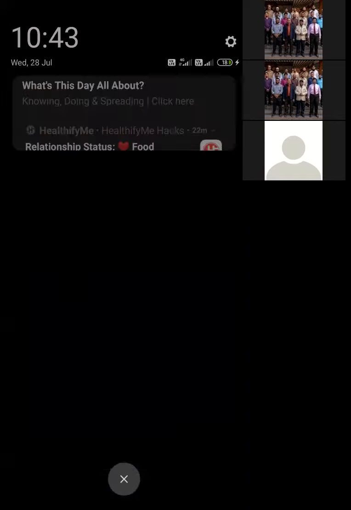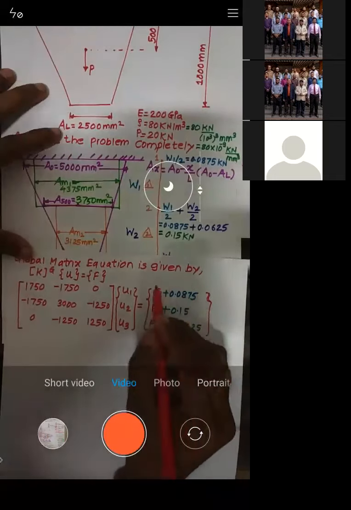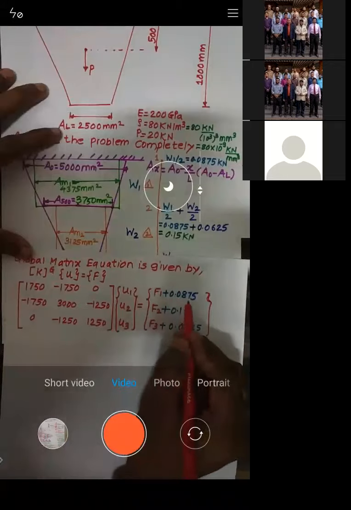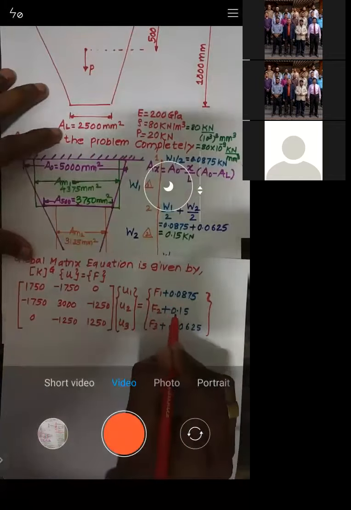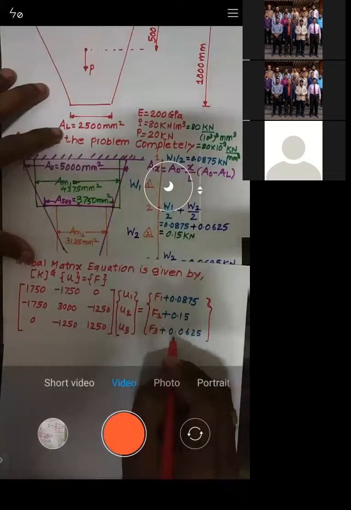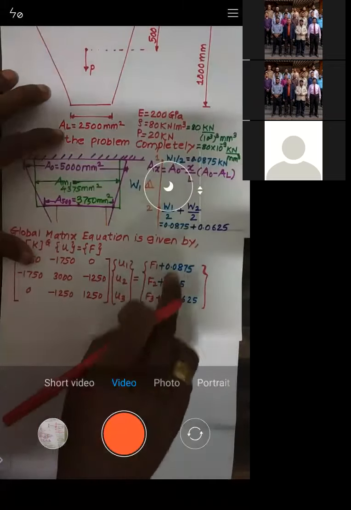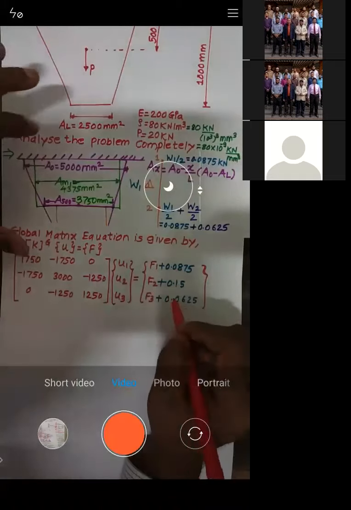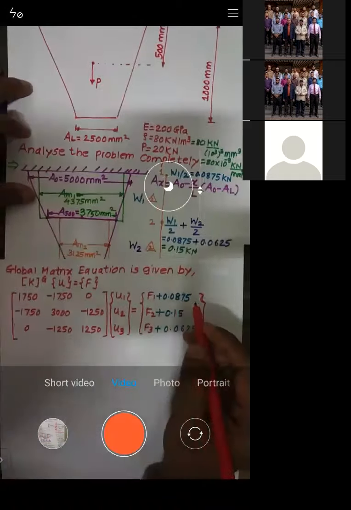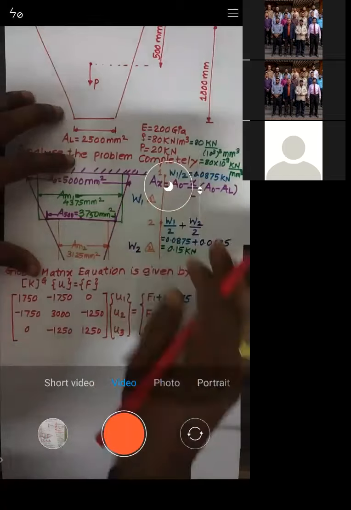Okay, so see, all of you, just see this one, right? So this is F1, F2, F3. And in addition to the forces, we have written half the weight of element number 1 here. At node 2, the addition of half the weight of element number 1 and half the weight of element number 2 is written. And half the weight of element number 2 is written here, right? Now see, all of you, though these forces are acting downward, I've taken their sign as plus.